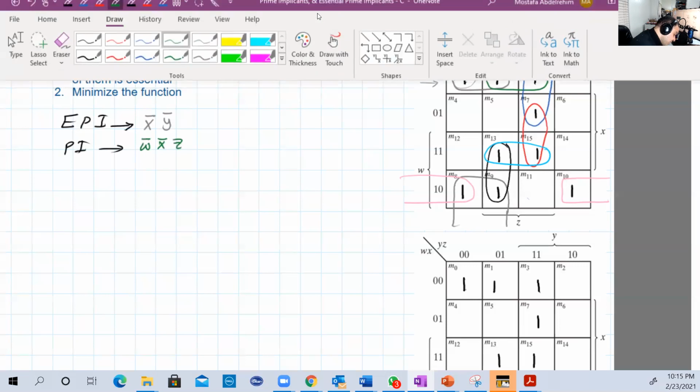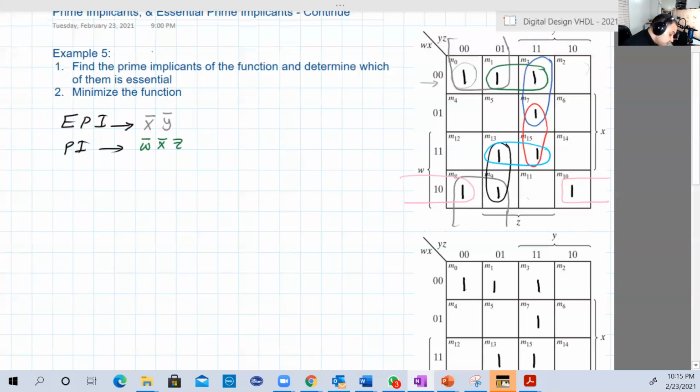The blue is also not essential because it has two ones and both are contained with other groups, the green and the red. But the blue is WYZ, I'm sorry. Only X is changing. Here X is X, here X is X bar. Okay? The red.